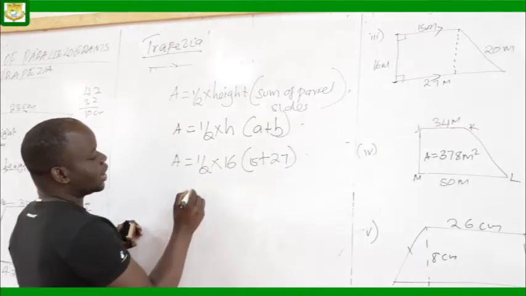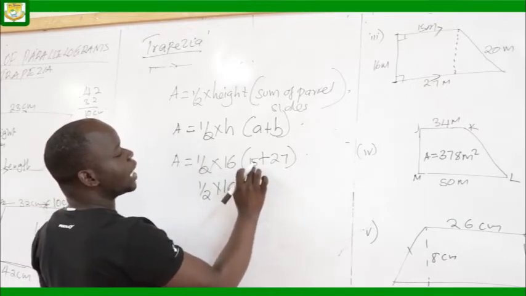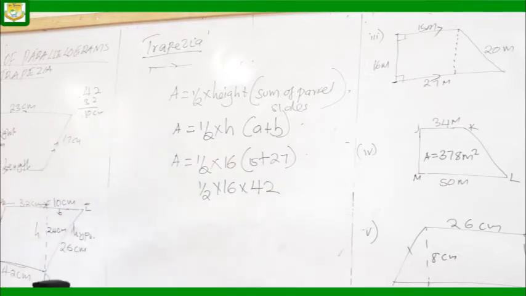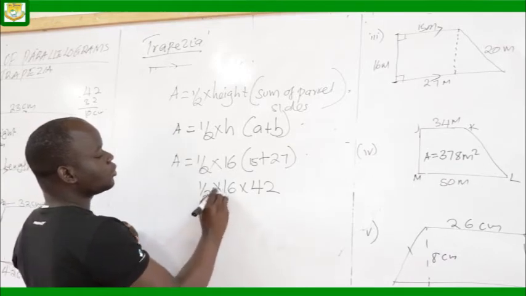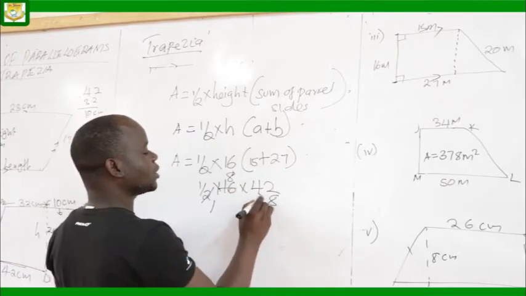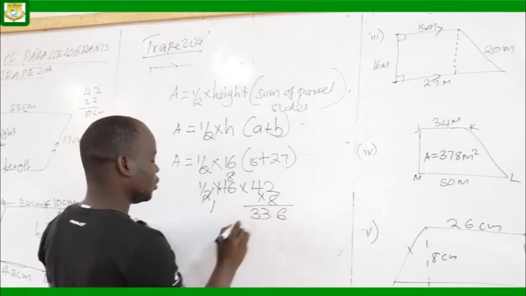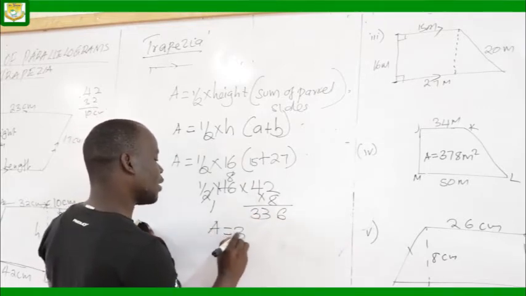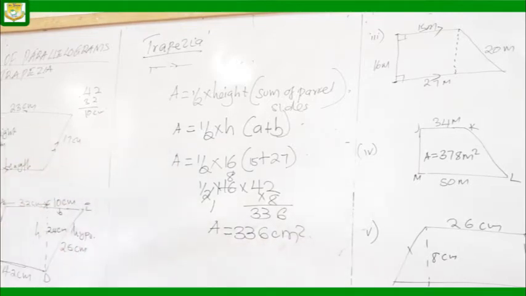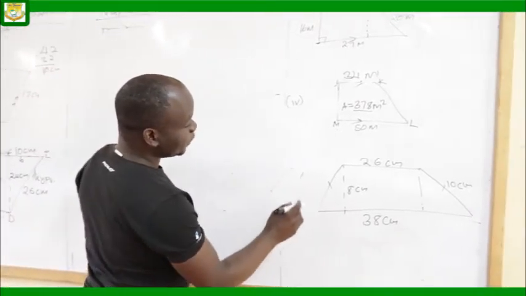So it is a half times 16 times 15 plus 27, you get 42. So it's just a half times 16 times 42. 2 into 16 is 8. Therefore you take 8 times 42: 8 times 2 is 16, carry 1, 8 times 4 is 32, plus 1 is 33. So the area of that trapezium equals 336 centimeter square. That's example number one.